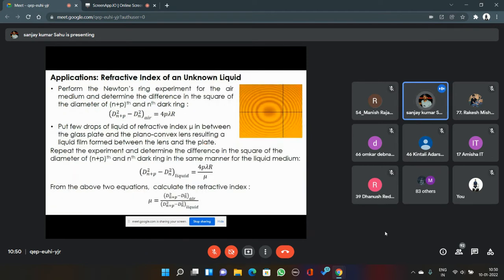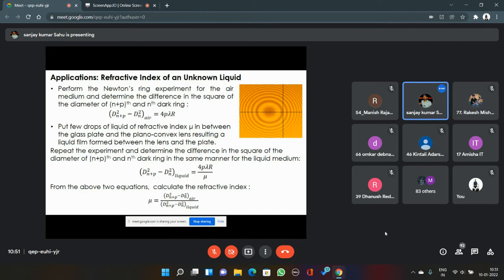Okay, the next application is to find out the refractive index of an unknown liquid. Suppose there is a liquid whose refractive index you want to know, but you do not know the refractive index from using any other method. You can use this Newton's experiment to find out the refractive index of that liquid.